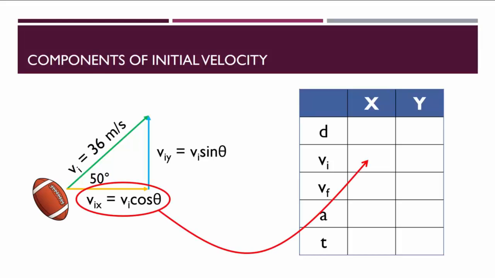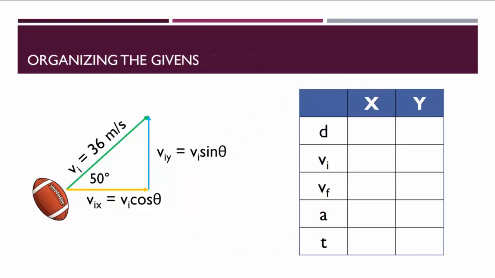Therefore, vix will be vi cosine theta, and viy will be vi sine theta. Let's start actually filling out this chart. 36 meters per second times the cosine of 50 degrees is 23.1 meters per second, so we'll plug that in for vix. 36 meters per second times the sine of 50 degrees is 27.6 meters per second, so we'll plug that in for viy.